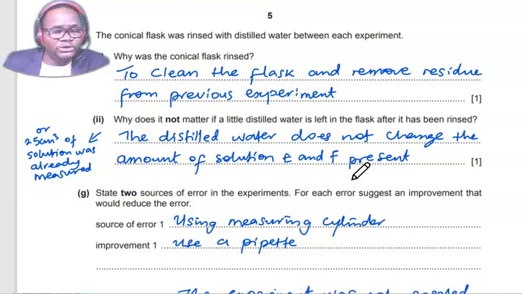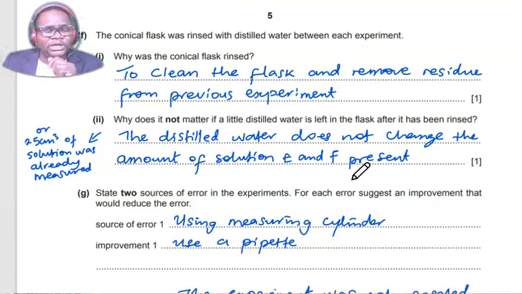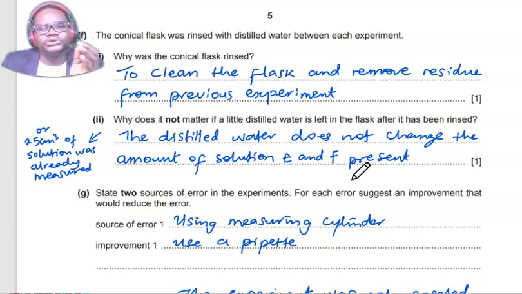Your conical flask contains your sodium carbonate, right? And whatever the amount of sodium carbonate in the conical flask, you're going to titrate acid against it. You're actually titrating your acid against the amount of sodium carbonate in the conical flask, not necessarily against the concentration. It is the amount that matters. So distilled water does not change the amount of sodium carbonate in solution E or solution F present. The amount in moles will not change, but the concentration can change.